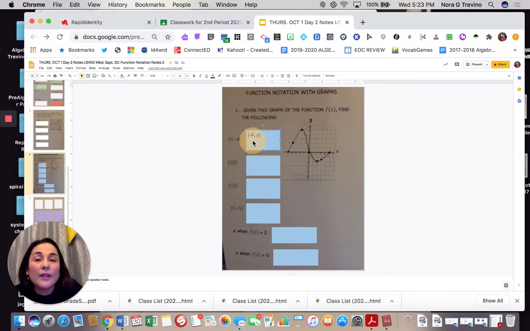Okay, so you're going to write it like this. f of -4 equals 2. And you can finish off the ordered pair now. -4, 2.